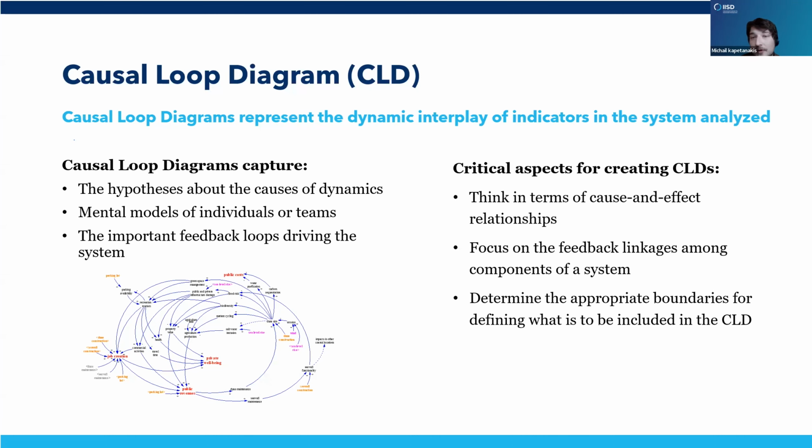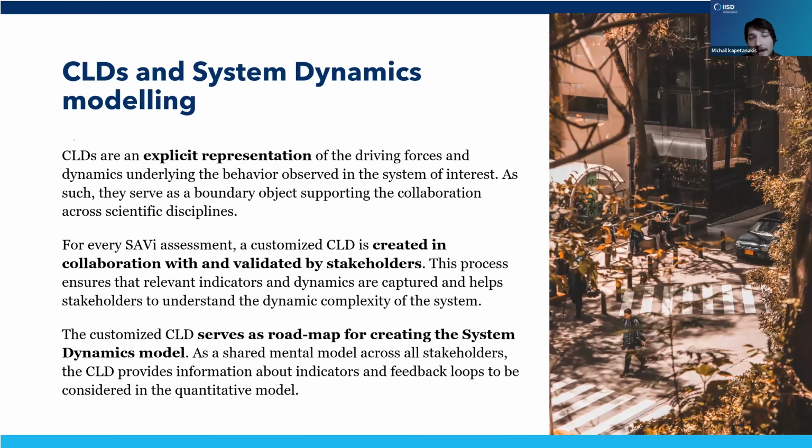So critical aspects for creating the causal loop diagrams is thinking in terms of cause and effect between different impacts, focusing on feedback linkages among components of a system, and determining the appropriate boundaries for defining what should be included in a CLD. Again, CLDs are an explicit representation of the driving forces and dynamics underlying the behavior observed in the system of interest.